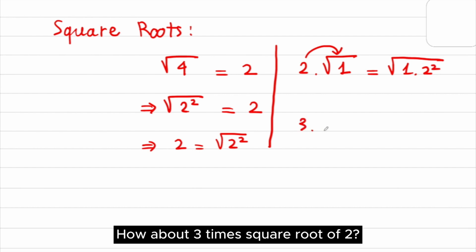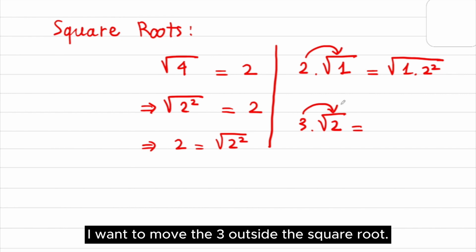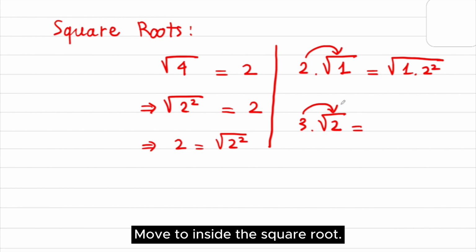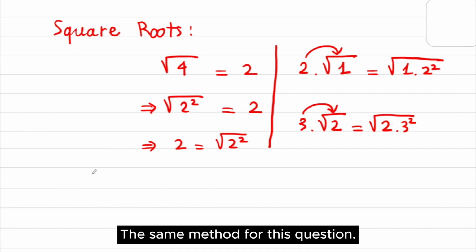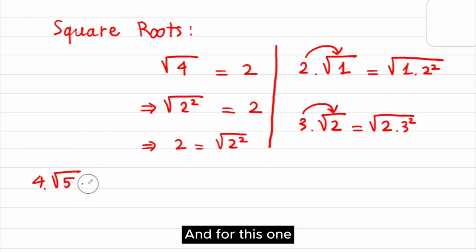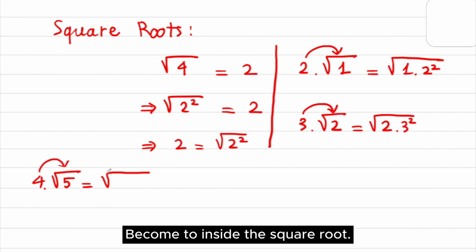How about 3 times square root of 2? In this form, I want to move the 3 outside the square root to inside the square root. You will have something new: 2 times 3 squared. Okay, the same method for this question, 4 times square root of 5. For this one, I want to move the 4 outside the square root to inside the square root, and then I got 5 times 4 squared.